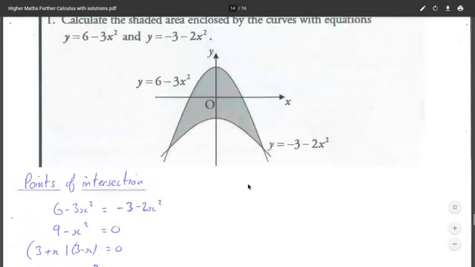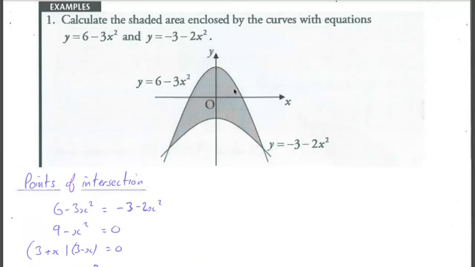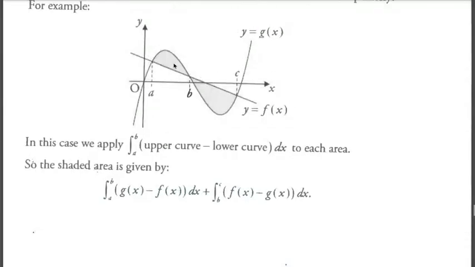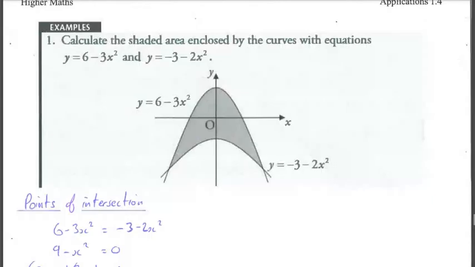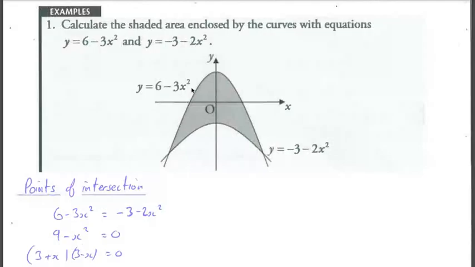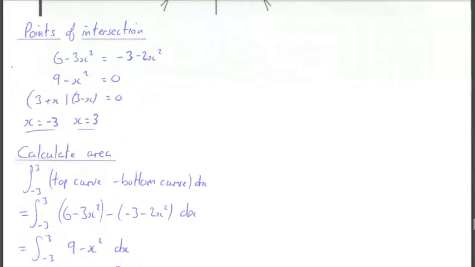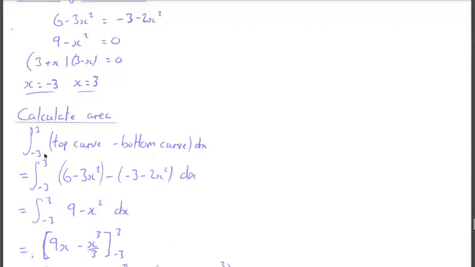So there isn't any special case here like there was in the questions here. We're just looking at one area. So we're going to integrate the upper curve or the top curve, subtract the lower curve or the bottom curve. So I've just written the integral from negative 3 to 3 of the top curve minus the bottom curve. So it's the one on top minus the one on the bottom.